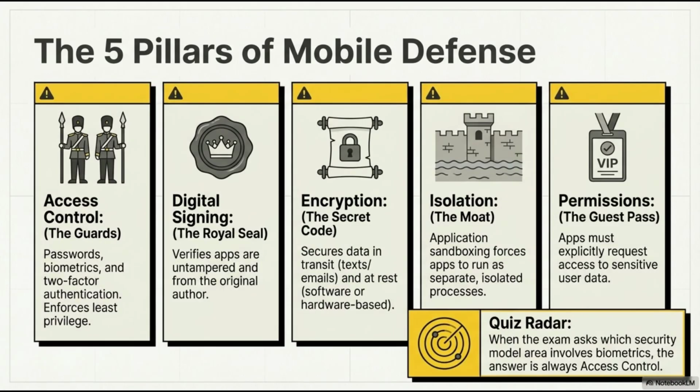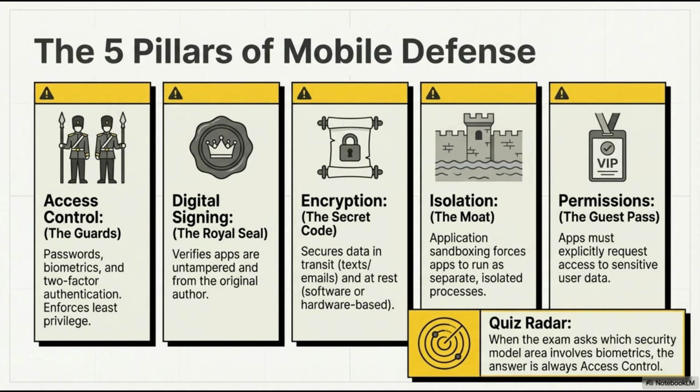Right. Third is encryption, our secret code. This secures data in transit, like a text message flying through the air, and data at rest, which is the stored data sitting on your flash drive. And remember, for your short answers, mention that encryption can be software-based, which is generally slower because it taxes the main CPU, or hardware-based, utilizing a separate, dedicated chip.